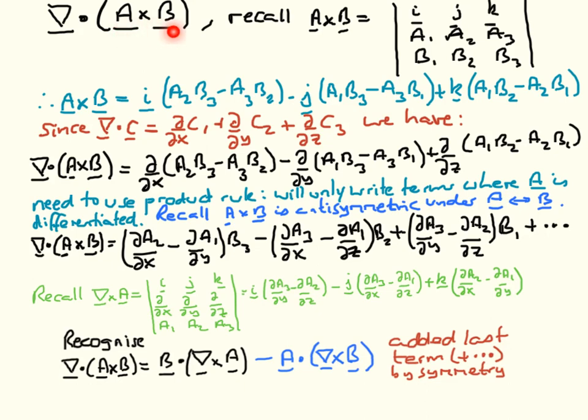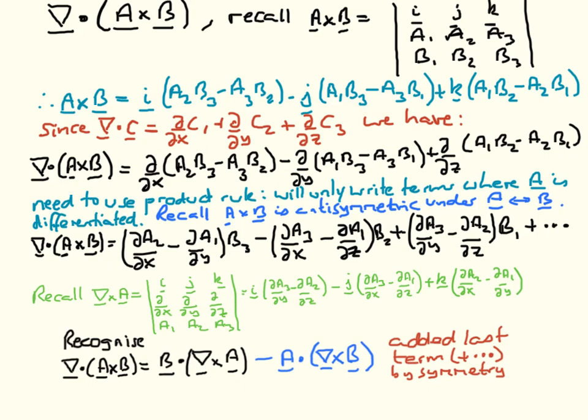This vector product, A cross B, is anti-symmetric if I swap A and B around. So A cross B is minus B cross A. So whichever terms I get with A in one way being differentiated multiplied by B's, I'm going to get the same terms but with a minus sign because of the anti-symmetry if I swap A and B around.